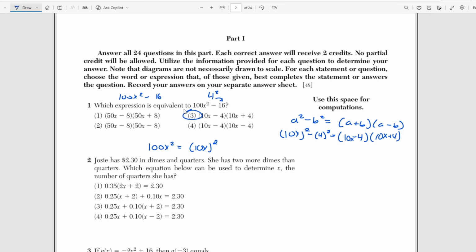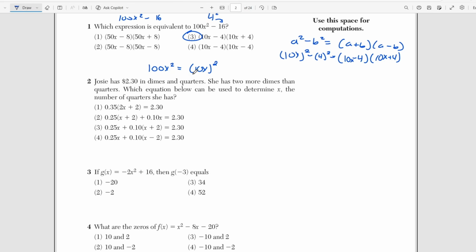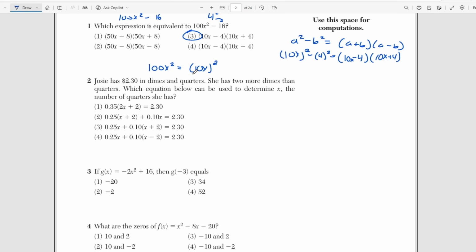which lines up with choice 3, right? Number 2 says Josie has $2.30 in dimes and quarters, and we know that she has 2 more dimes than quarters. Which equation below can be used to determine x, the number of quarters that she has, okay?